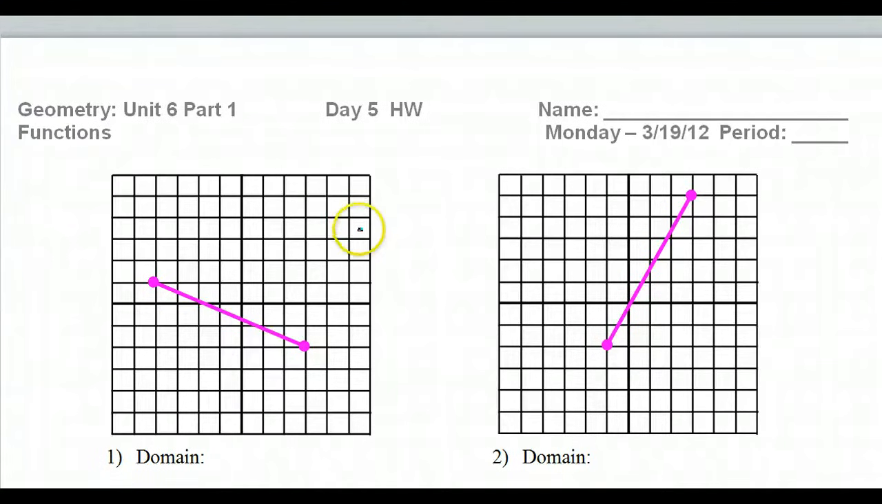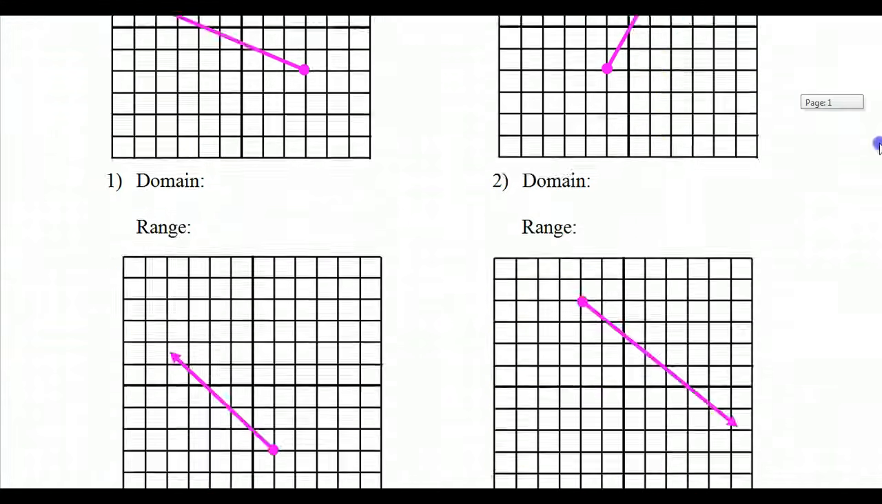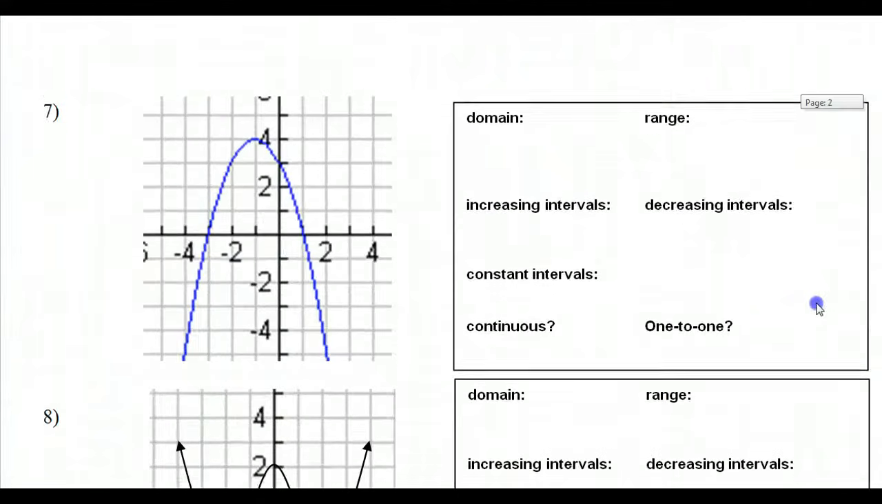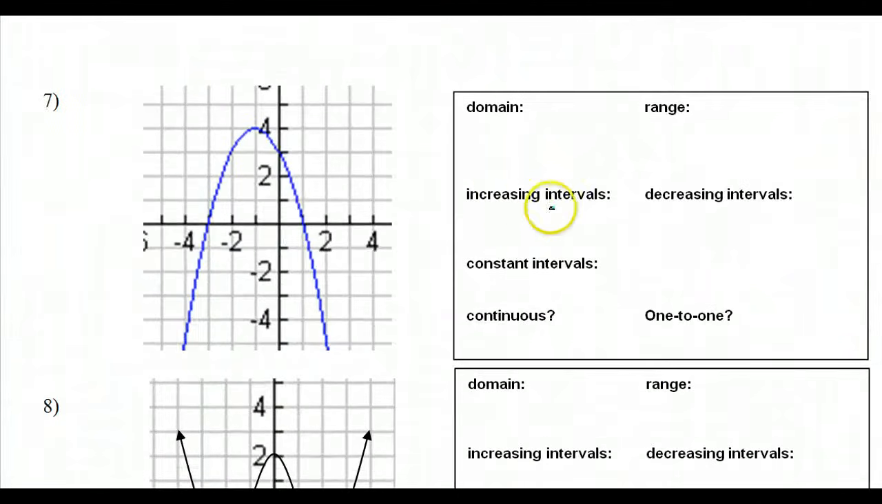This lesson is about functions. It covers some basic function terminology like domain and range, and we will also get a little bit into intervals: increasing intervals, decreasing intervals, constant intervals. We will also talk about the distinction between functions being continuous or not continuous, and we will talk about one-to-one functions. All right, let's get started.